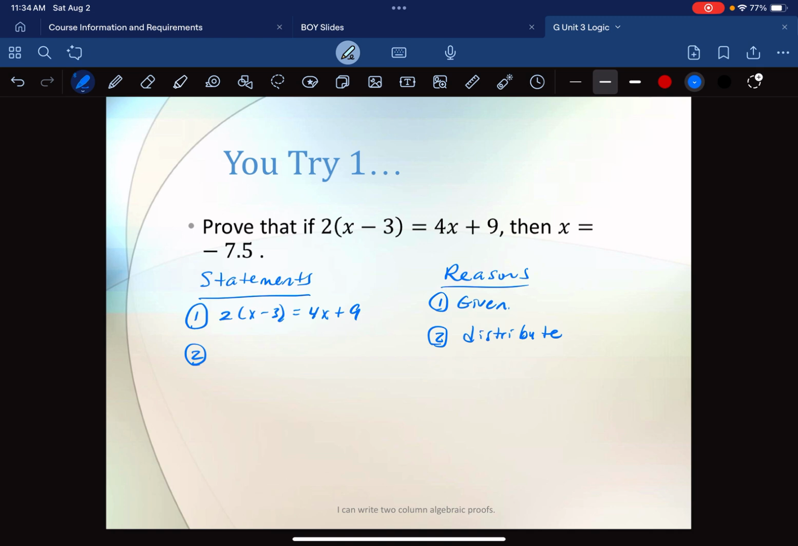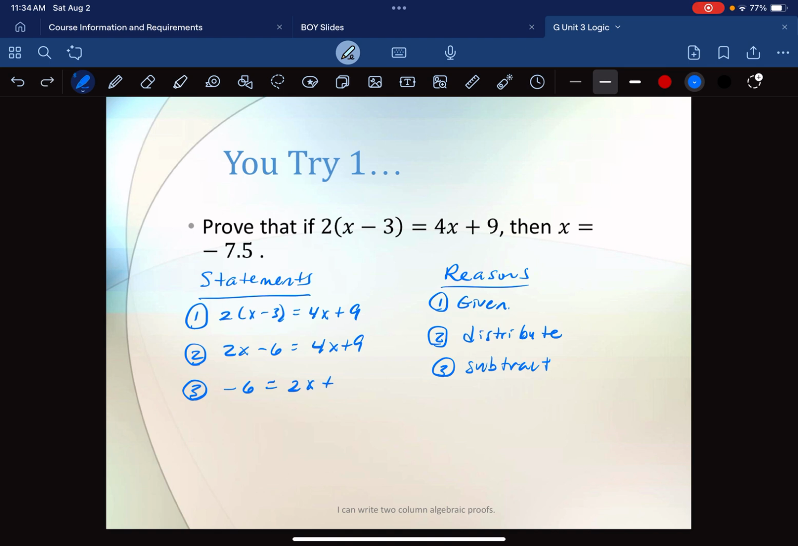And then you're going to go over here and actually write the distribution. 2x minus 6, you distributed. Everything else just comes down. Well, now I got to get like terms together. I got to get my 2x over there with my 4x. How's that going to happen? Well, you're going to have to subtract the 2x. So I'm going to subtract 2x from 4x, and it's going to give me 2x.